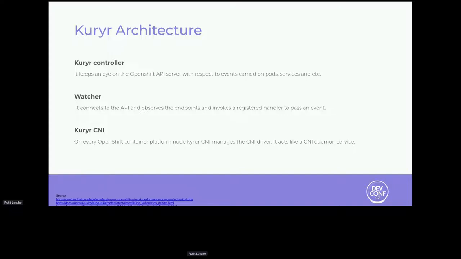Let's see exactly what each of these components means. Talking about the Kuryr controller, this is nothing but a single service instance installed on the master node. In OpenShift Container Platform, this is modeled as a deployment object. Next, we have the watcher. It basically connects to the API, observes the endpoints, and invokes a registered handler to pass an event. Then next, we have Kuryr CNI. It's a container installing and configuring Kuryr as a CNI driver on each OpenShift Container Platform node. And if you want to represent this as an object in OpenShift Container Platform, it is represented as a daemon set.